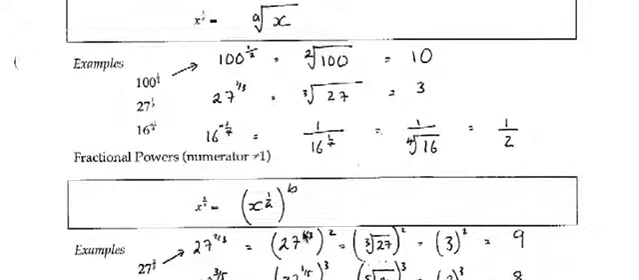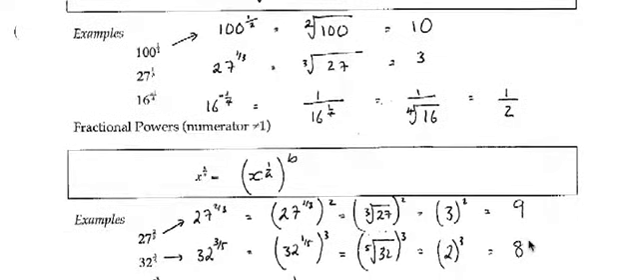So for example, 27 to the 2/3 is 27 to the 1/3 squared. Focusing inside the bracket, 27 to the 1/3 is the cube root of 27, which is 3. I've already done that here. So it's 3 squared, and 3 squared is 9.